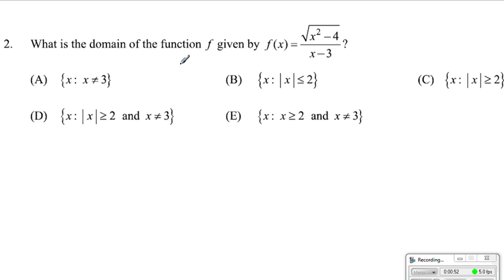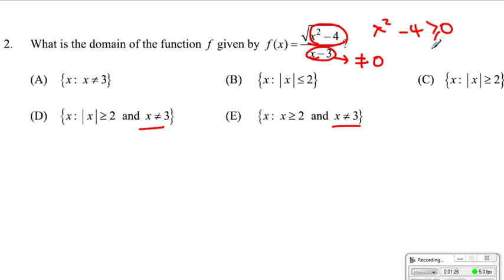Alright, number 2. Domain. When you look into the domain, the denominator cannot equal 0. And this x squared minus 4 has to be greater than 0, or greater than or equal to, rather. Now, the one that includes this will be either this one or this. And when you look into this one, the fact that x squared has to be greater than 4, that means x will be equal to 4.